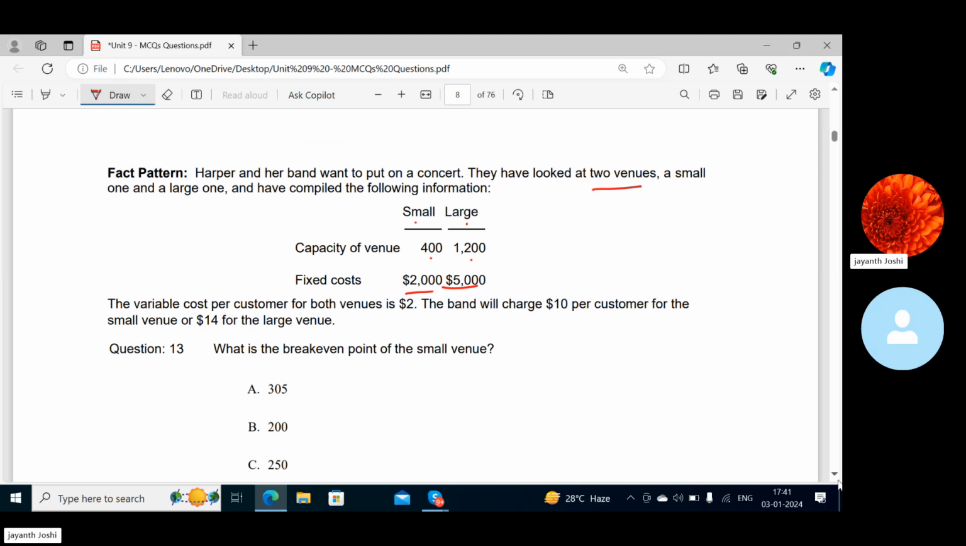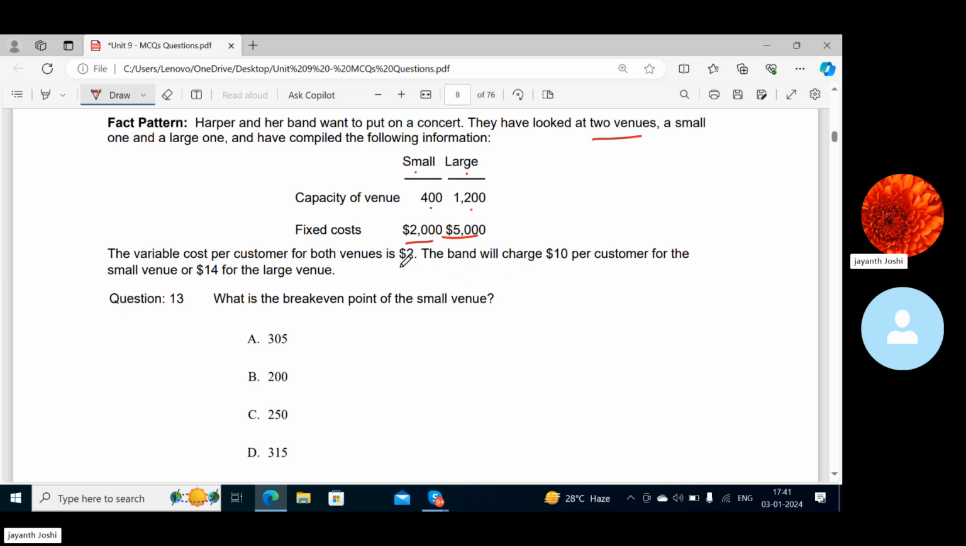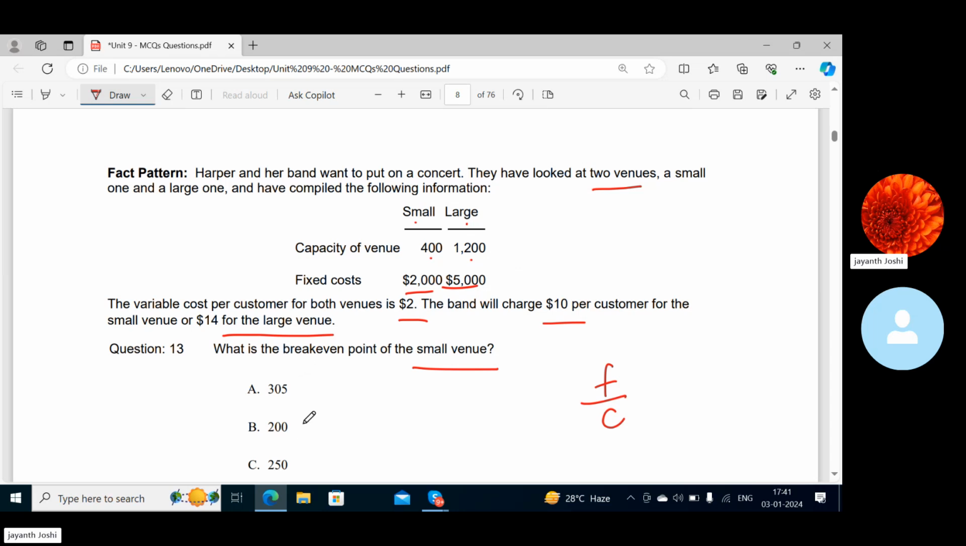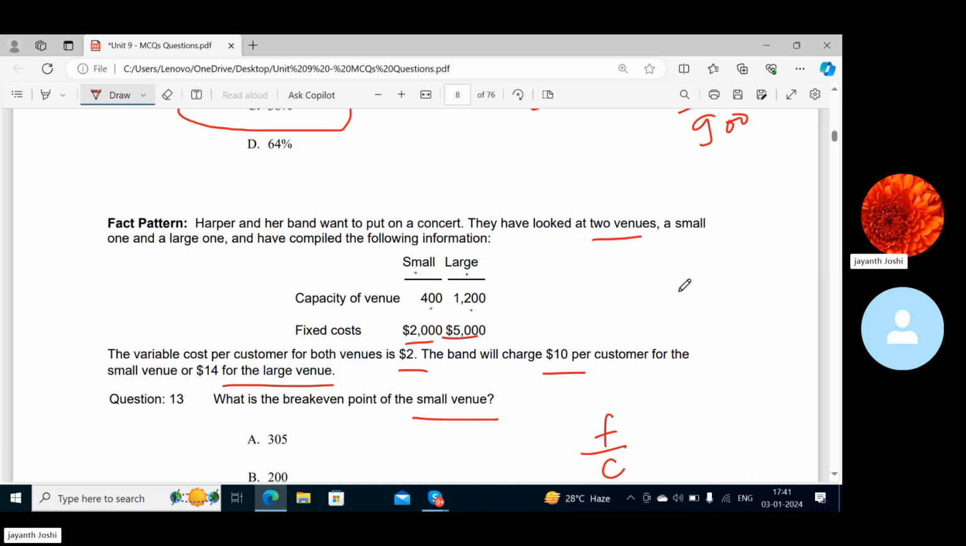The variable cost per customer for both venues is $2. The band will charge $10 per customer for the small venue or $14 for the large venue. What is the break-even point for the small venue? What's the formula for break-even point? Fixed cost divided by contribution. They are asking to find the break-even point in units, I think, because they did not give dollars or anything. So how many tickets they have to sell to break even? I think that is the concept here.